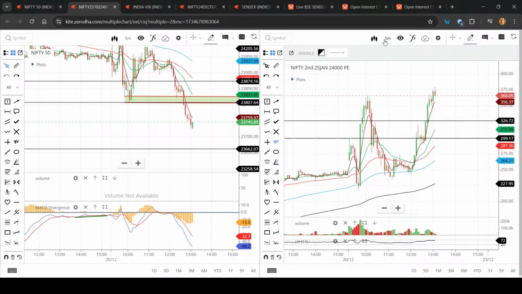So okay, 5 minutes. Even if someone wants to trade intraday in this option, their SL should be the 5 minutes 20 EMA. So 312, their SL should be 312.